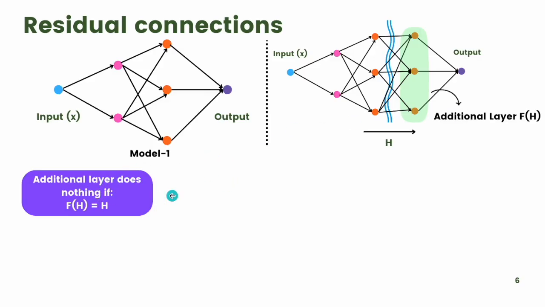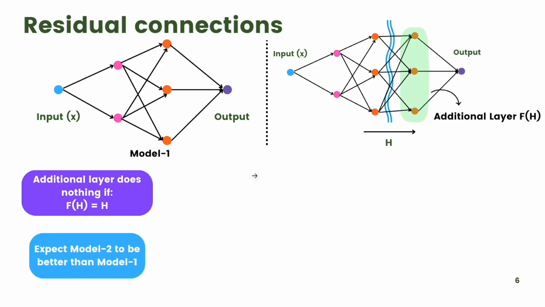So we would want our learning algorithm to be able to discover the identity mapping, in which case we'll have the same performance as model 1. And in other cases, we should be able to add perturbations to this identity mapping such that model 2 performs better than model 1.